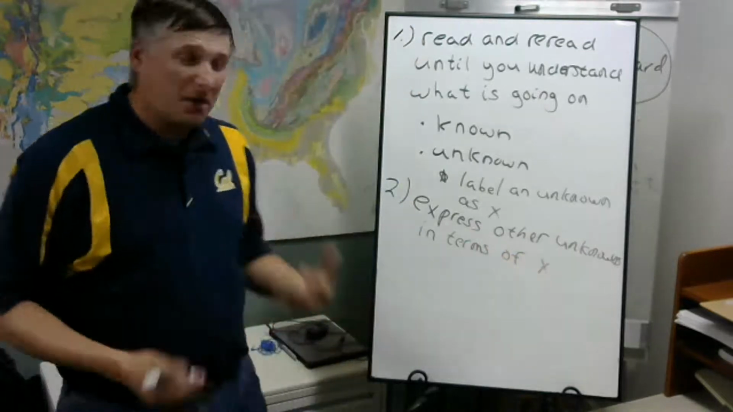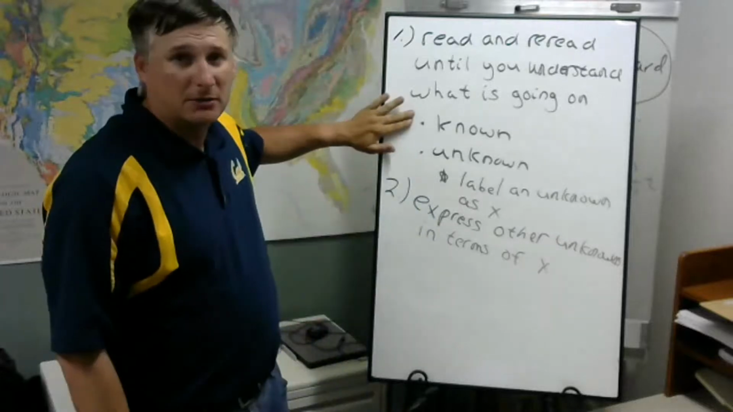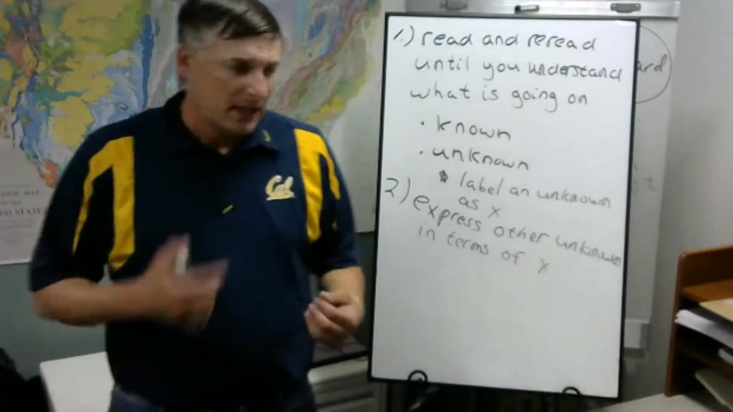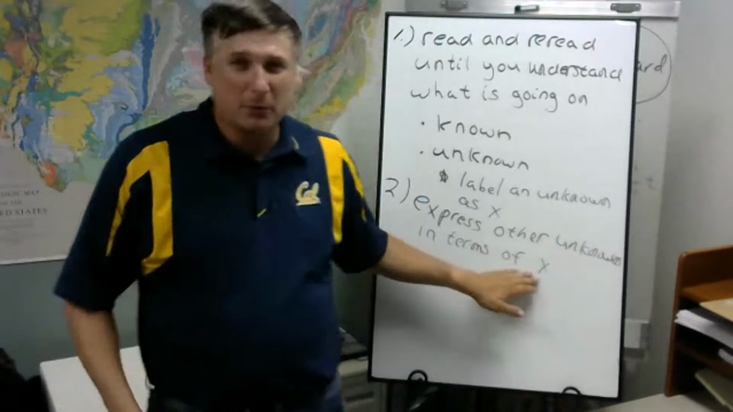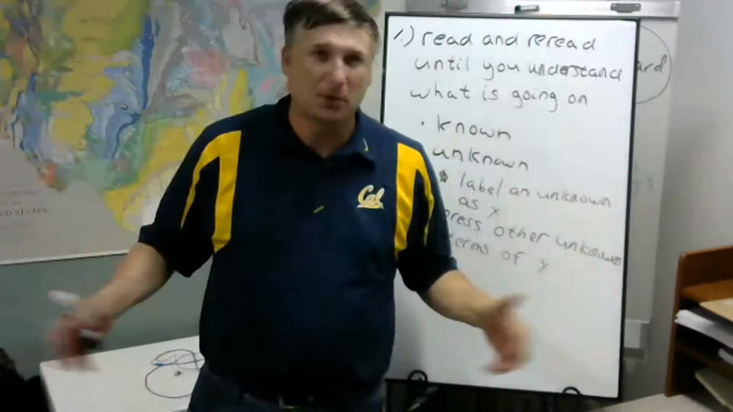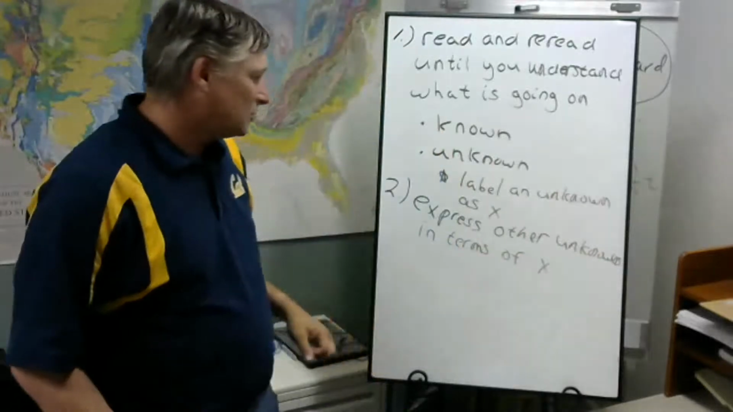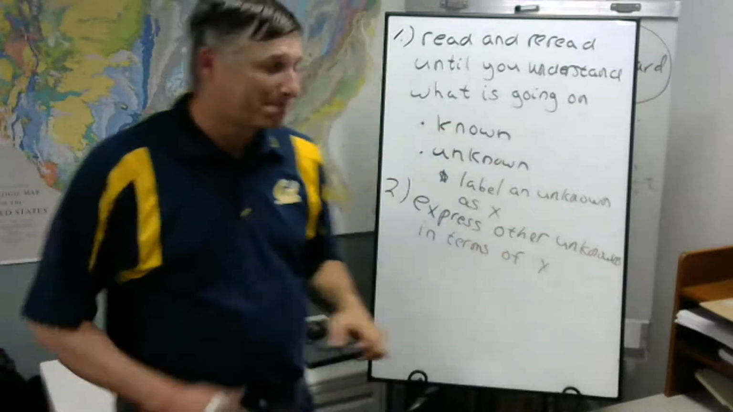So we want to express other unknowns in terms of X. So we'll have a list of things for known, and a list of things for unknown. But there's going to be this one critical unknown that if we knew what that one was, we would suddenly be able to figure out all the other unknowns. They're all based on this one missing piece of information. So we can express them in terms of that key piece of information.